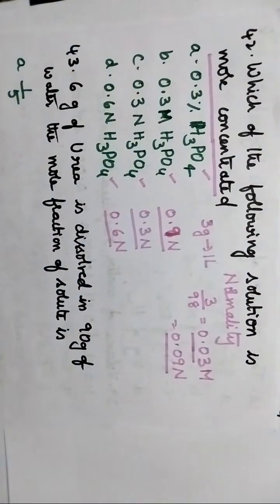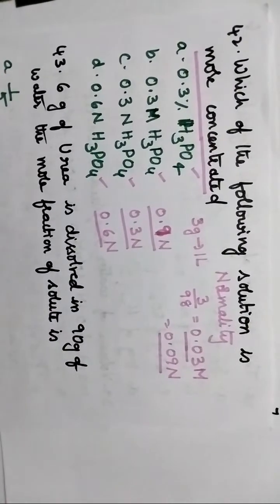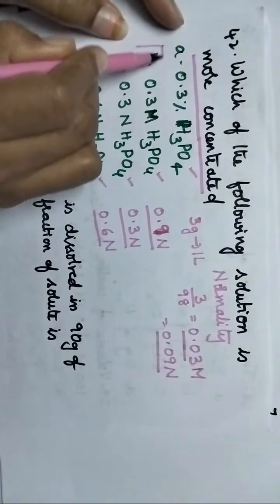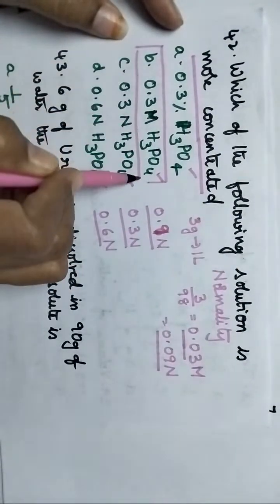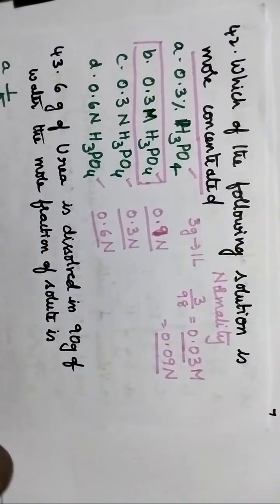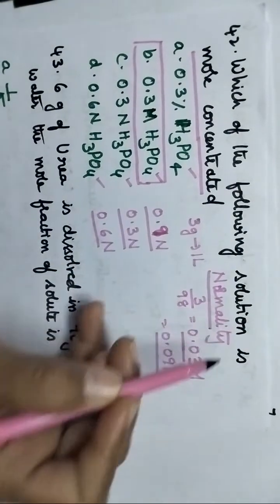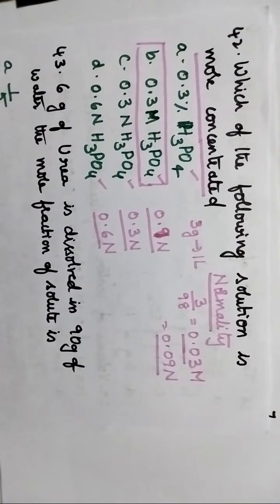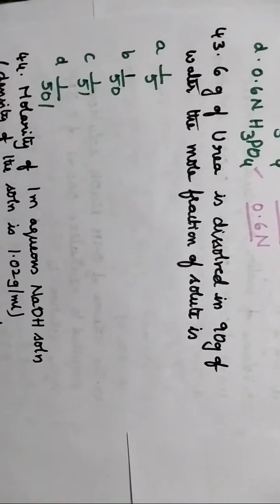which of the following solutions will have more concentration? Very good. Suhani gave the right answer. Rajeshwari gave the right answer. Yes, option B will have high concentration. If different concentration terms are used, you have to convert them into one term. You better convert them into normality terms, then you will find the right answer. Clear? Suhani, very good.